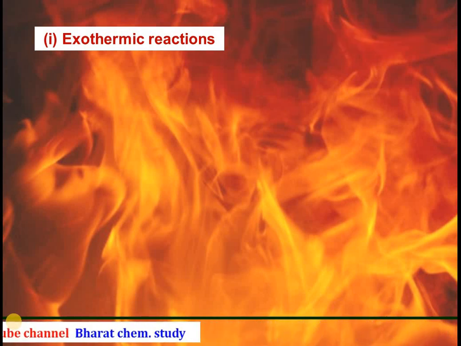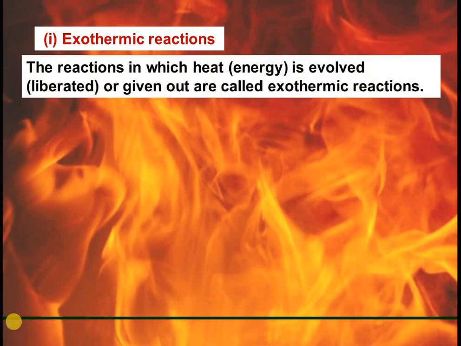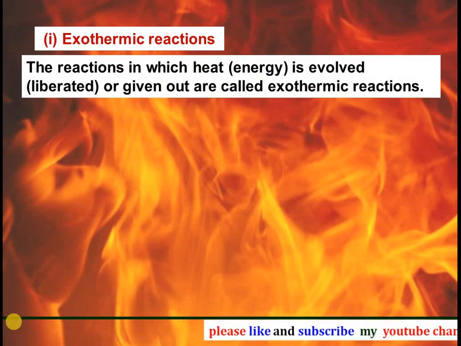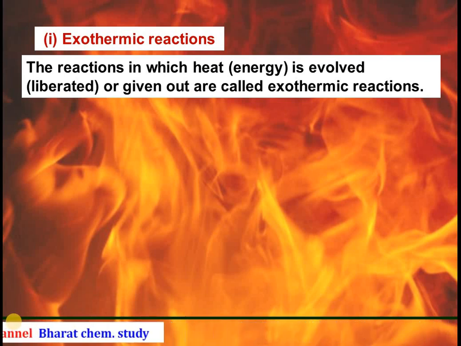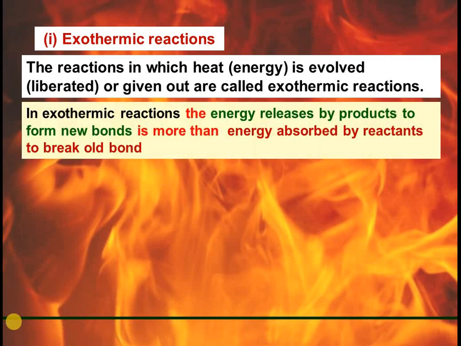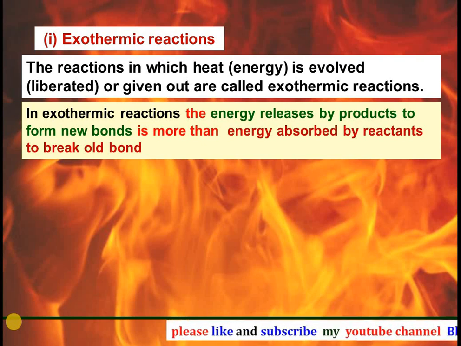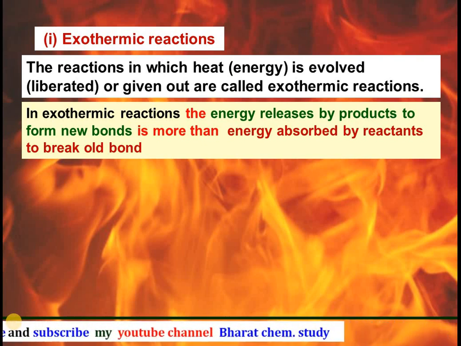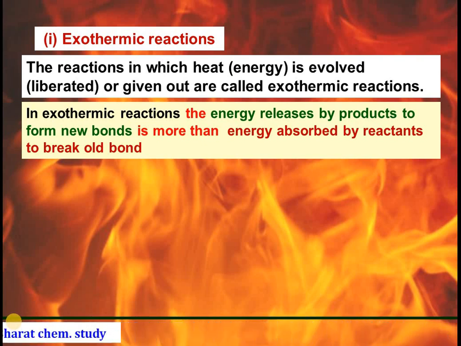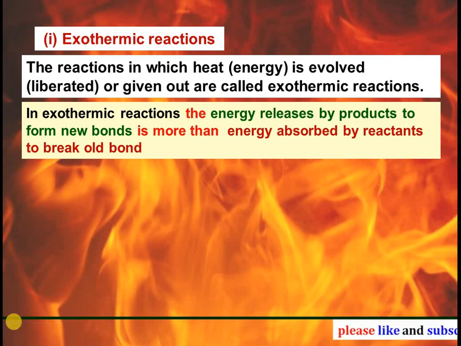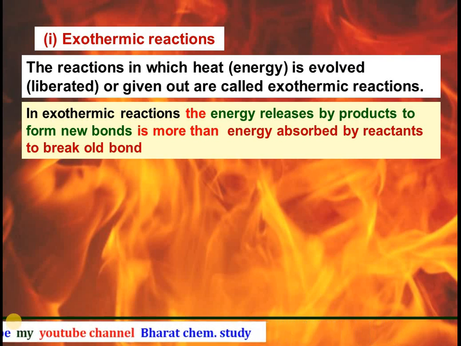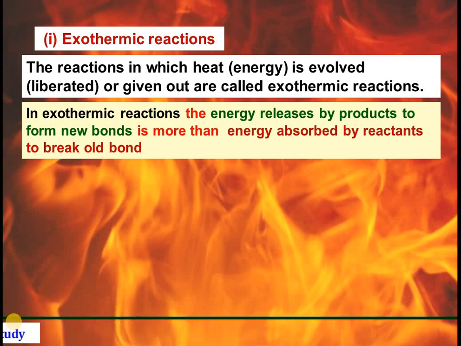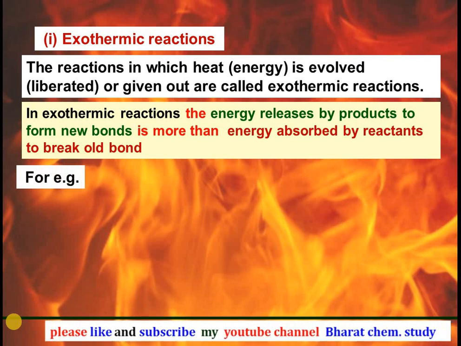Let's study exothermic reaction first. The reactions in which heat, that is energy, is evolved or liberated or given out are called exothermic reactions. In exothermic reactions, the energy released by products to form new bonds is more than the energy absorbed by the reactants to break old bonds. That means the energy released is more than the energy required to break the old bonds. So that's why energy is liberated.